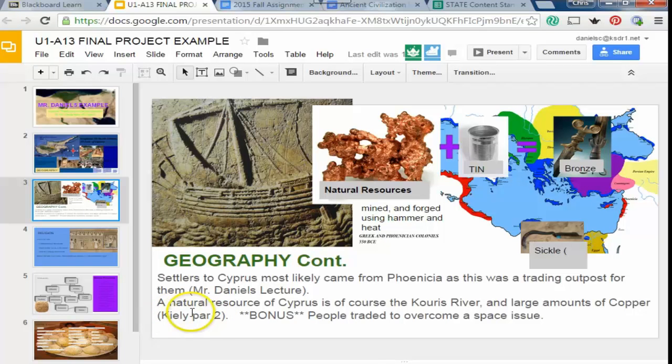So it's Keeley, author's last name, paragraph 2, parenthesis, period. And then the bonus, people traded to overcome a space issue. Obviously, their resources are limited to what's on the island. But there was quite a bit of copper, which is a naturally occurring resource that was used predominantly in the Bronze Age. And when you think about the Assyrians, they're forging some metals, so they're going to be trading with this group and eventually conquering this group. So that would be slide number 3.